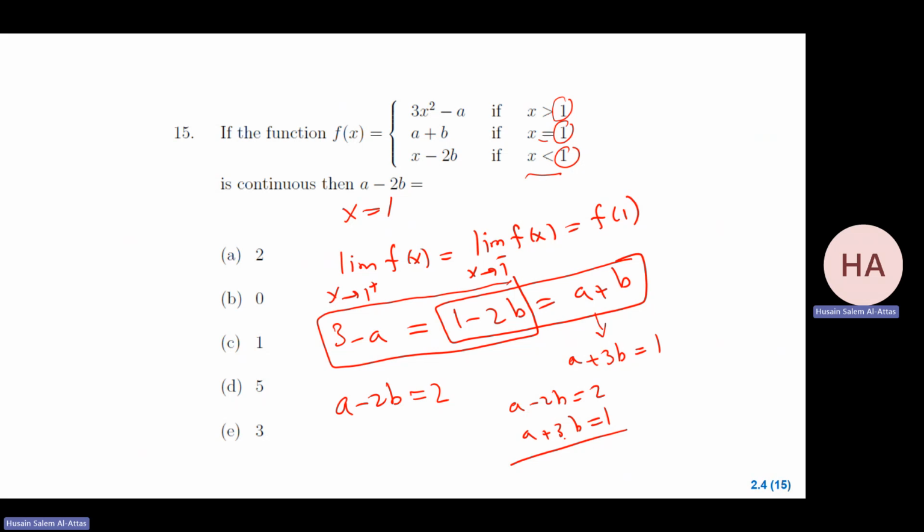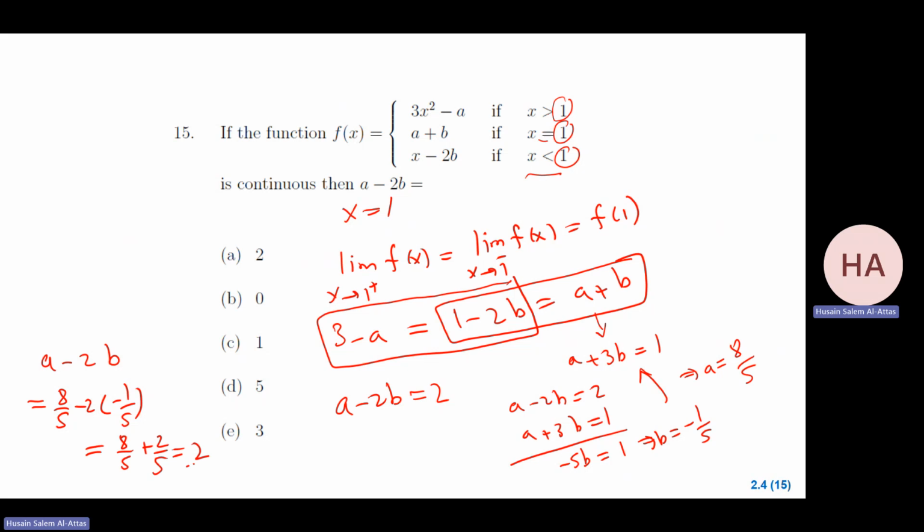Subtract. This is 0. I have minus 5b equals 1, so b equals minus 1 over 5. What will be a? Plug it here. So a is minus 3 over 5, take it to the other side, that will be 8 over 5. What they want is a minus 2b. That will be 8 over 5 minus 2 times minus 1 over 5, which is 8 over 5 plus 2 over 5, 10 over 5, which is 2. Done.